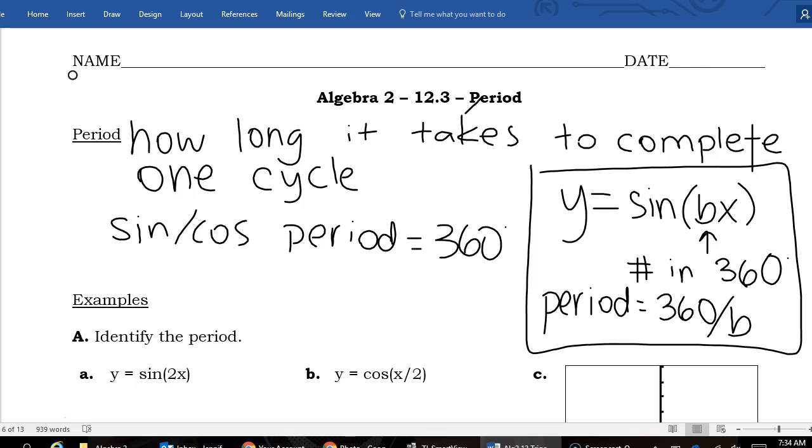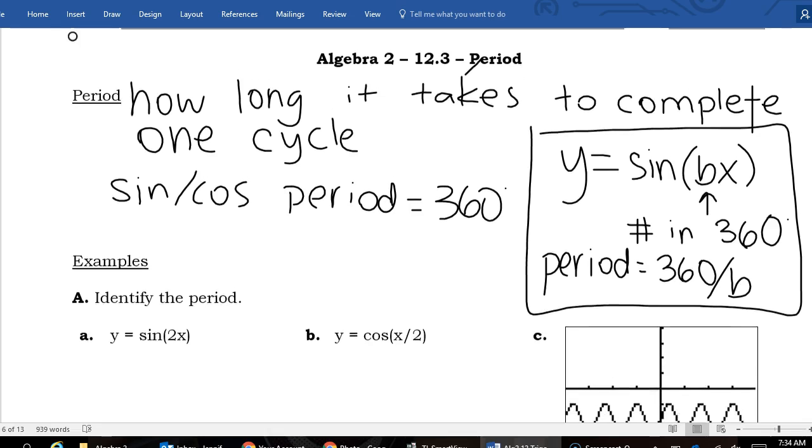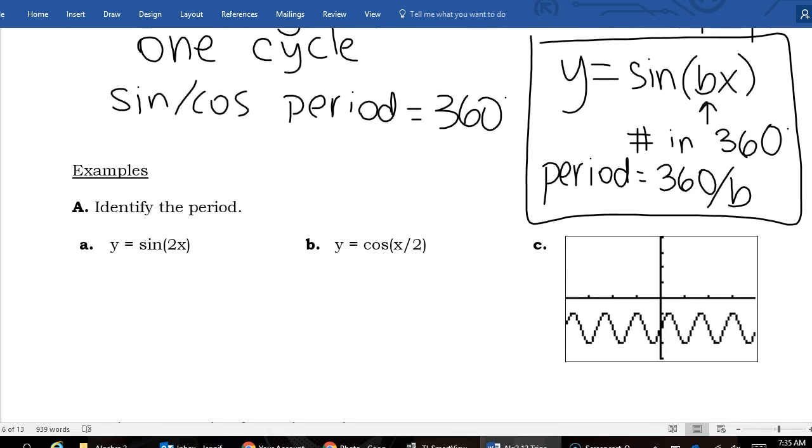So the first example says identify the period. It is y equals sine of 2x. So the period in this case would just be 360 divided by 2. This graph specifically would take 180 degrees to complete one cycle.